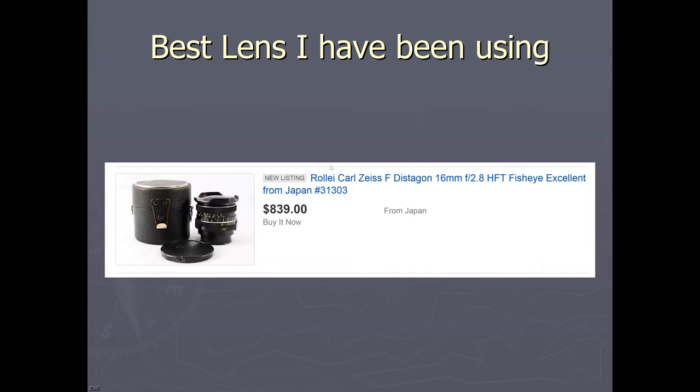Now, Rolly, the company, went bankrupt, but Carl Zeiss made many lenses for Rolly. So a lens like this was probably made in the 1970s or 1980s. The company went bankrupt in the mid-1980s. So you are buying an old used lens, but let me tell you, this lens is probably of the highest standard in terms of fisheye lenses.